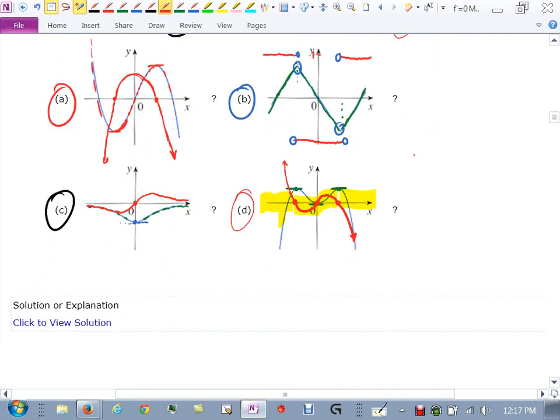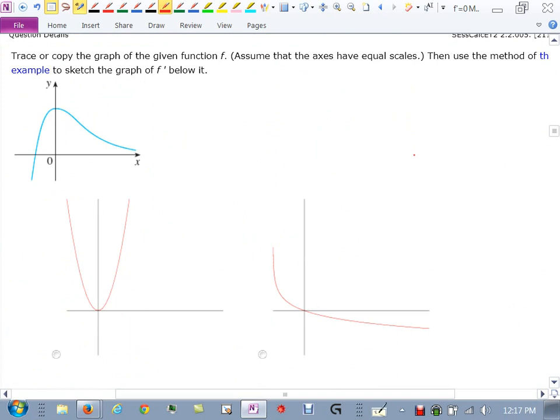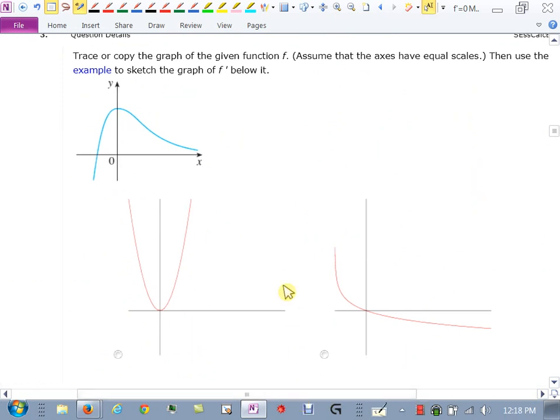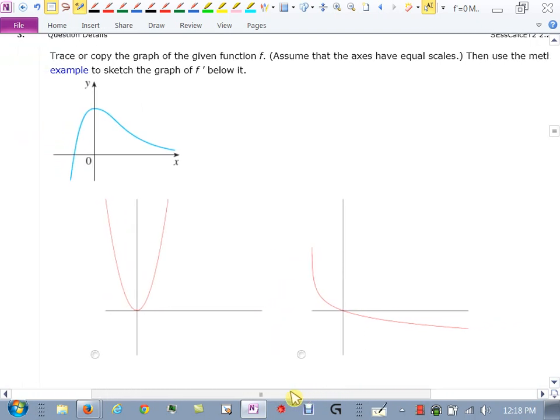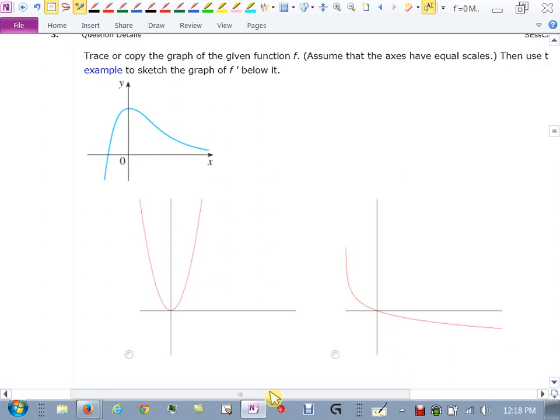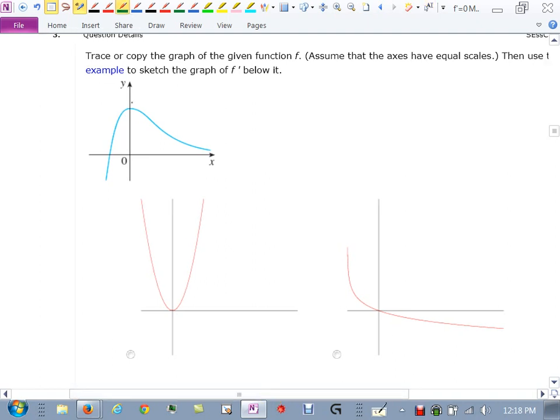All right. Number 3, trace or copy the graph of the given function, and then use the methods of this example to sketch this below. So I'm going to use the same sort of idea that we've been using. Notice up here, slope of tangent line is 0, so derivative has to be 0. To the right of this, I've got negative, negative. They're flattening out, so it's negative, but they're getting closer to 0. So negative values, but they're getting closer to 0 as I move out.